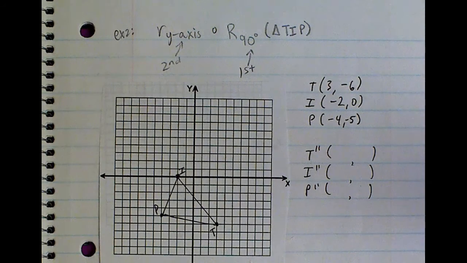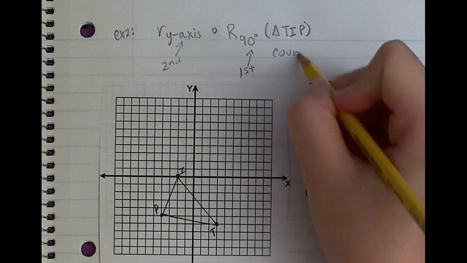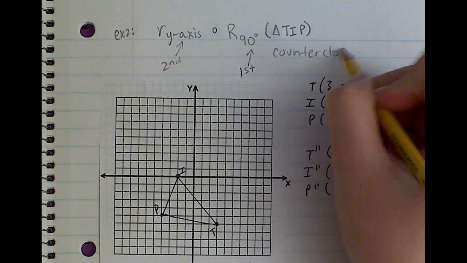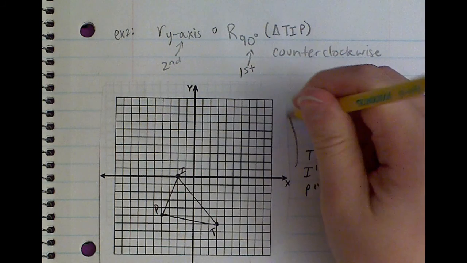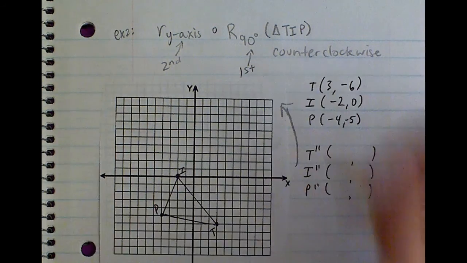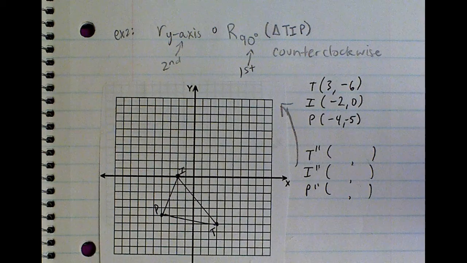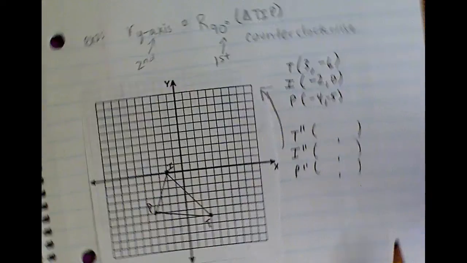Alright, so here we go. First thing I want to do is rotate 90 degrees. And since that is a positive angle, I know that's going to be counterclockwise. That's going to be this way. So I'm going to turn my paper one time in the counterclockwise direction, and then I can record where those points should be located. So I'm going to turn.